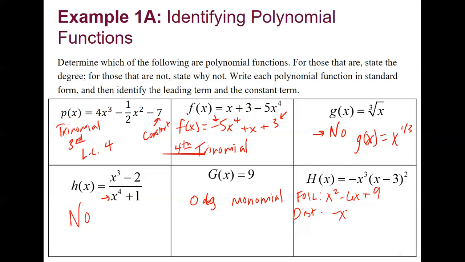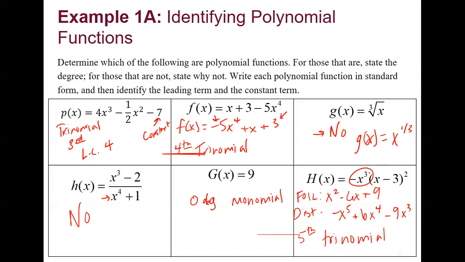And that gives us negative x to the 5th, minus, well, the negative times a negative is a positive, sorry, 6x to the 4th minus 9x to the 3rd. Because you would FOIL, then distribute this guy. So what is the degree here? 5th. And I can classify it as a trinomial.